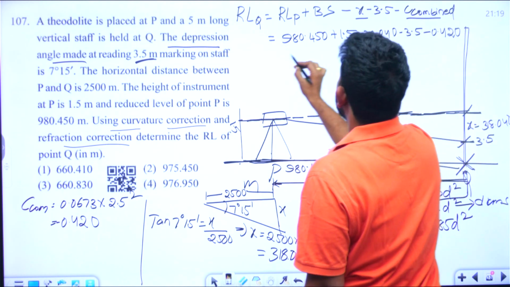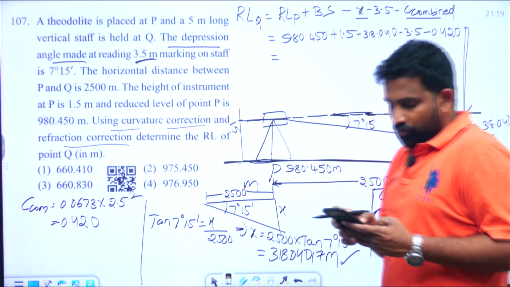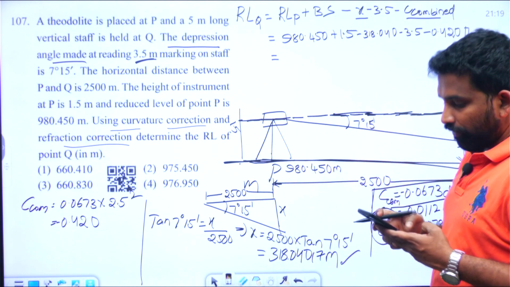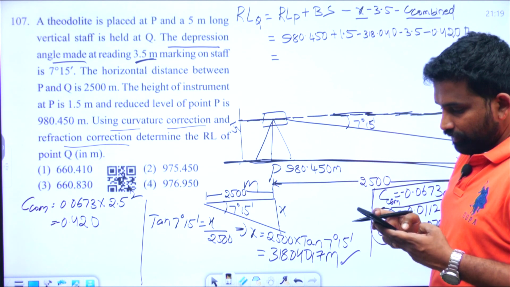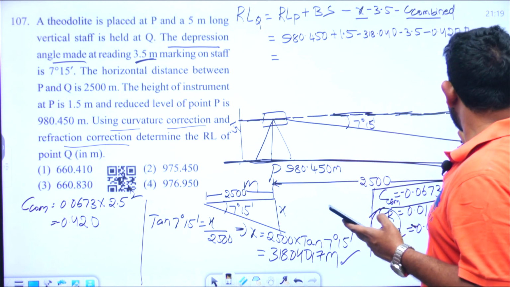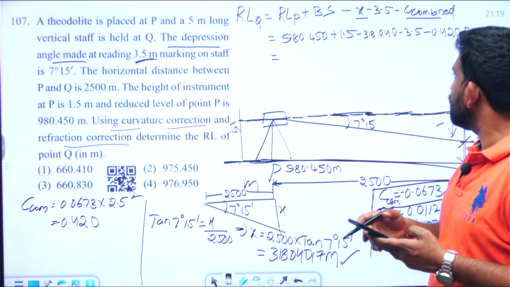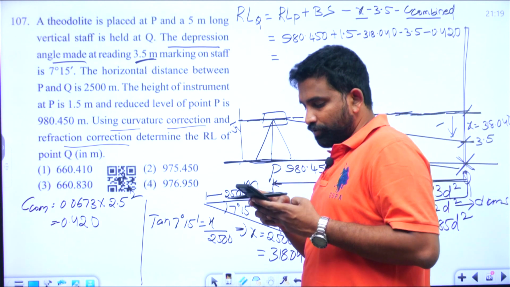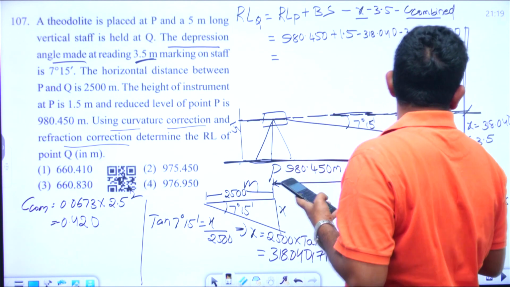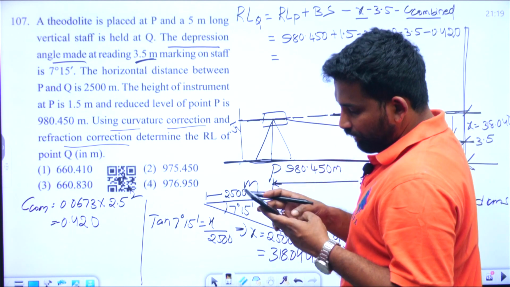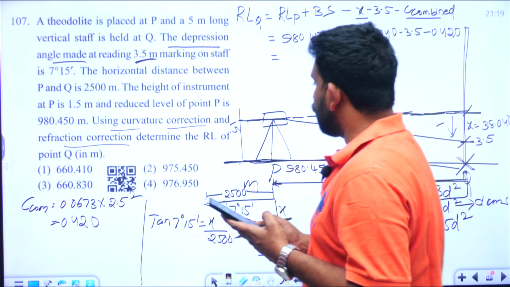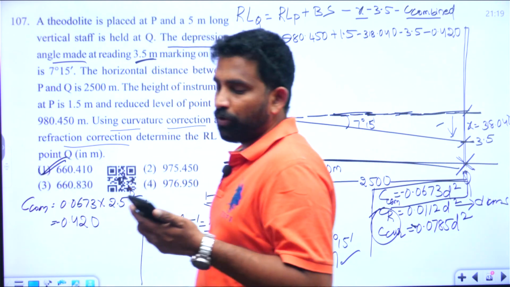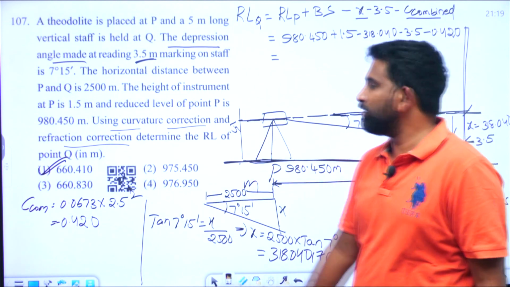Solve this equation so that you will be able to get the answer correctly. So this comes out to be 980.450, and as I am getting down here, I need to subtract 318.040, and also subtract 0.420. 660.410 will be the correct answer.